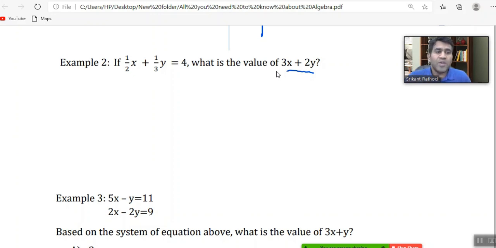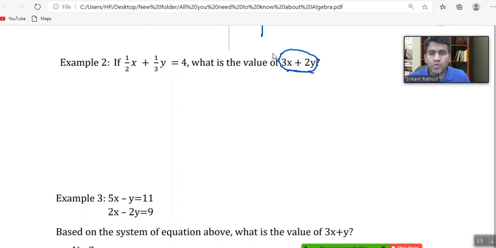Now, look, they are not asking here for the value of x and the value of y individually, because we can't solve it. But the question here is, what is the value of 3x plus 2y? Then how do I get it? Just simplify this fractional expression further, and after simplifying, the last expression you get, which you cannot simplify further, that itself is your answer.